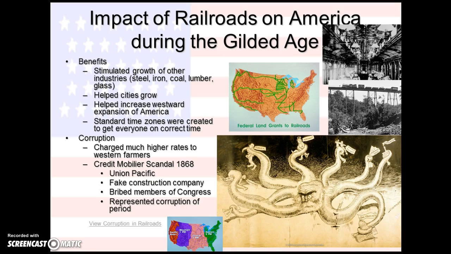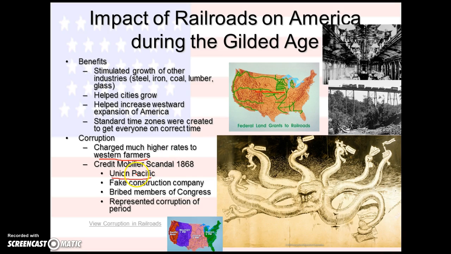So the problem in the railroad is that there's lots of corruption. Okay, so what type of corruption are we talking about? We're talking about many of the railroads, specifically the Union Pacific and the Central Pacific. Since they built these railroads, they pretty much owned them. They charge much higher rates to Western farmers. Okay, they charge whatever kind of rates they wanted. If you were a farmer in the West, you got charged higher rates than the farmers in the East, which would obviously be unfair.